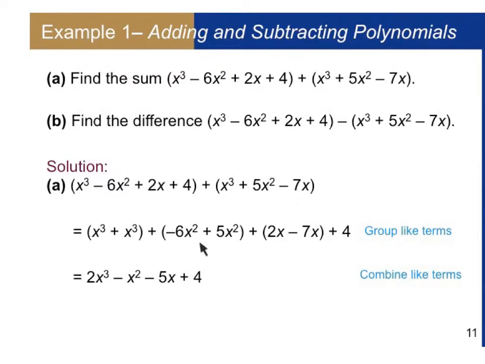Here's where we're doing the sum. And then we can put these as like terms, minus 6x squared plus 5x squared. And then these are like terms as well, 2x minus 7x, and then we don't have a like term with the 4, so we can just put that at the end. So we're grouping the like terms. That's our associative property that allows us to do that, because we're really adding a bunch of terms, and some have negatives in front. Then we get 2x cubed, minus 1x squared, minus 5x, and just the plus 4. So that's how we find the sum of two polynomials.